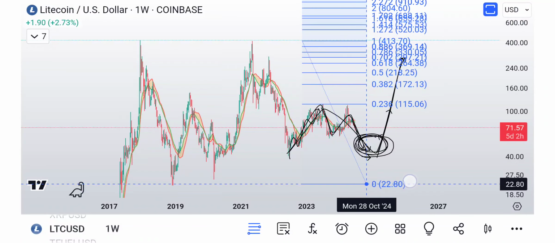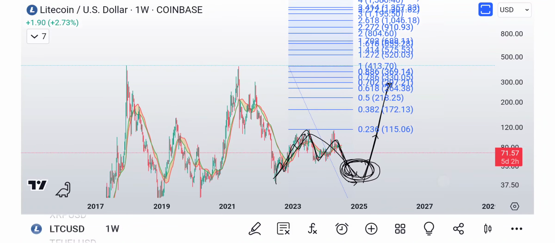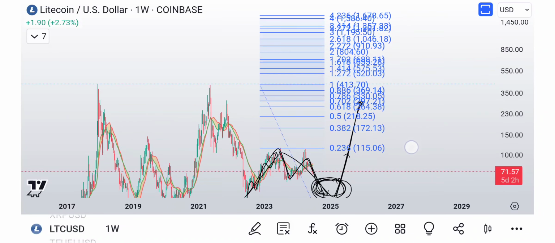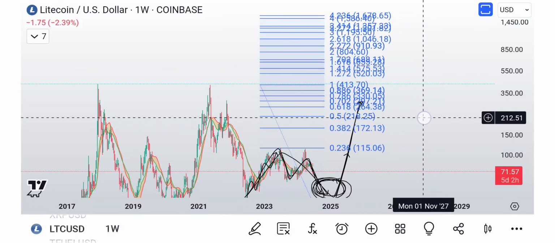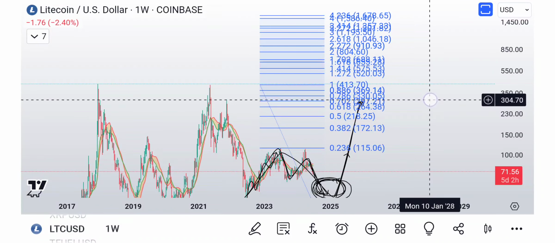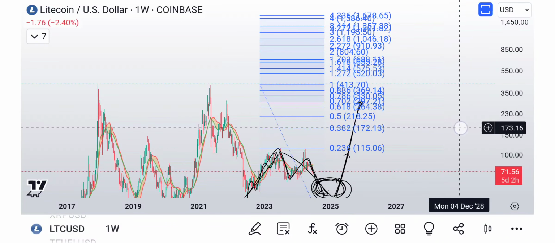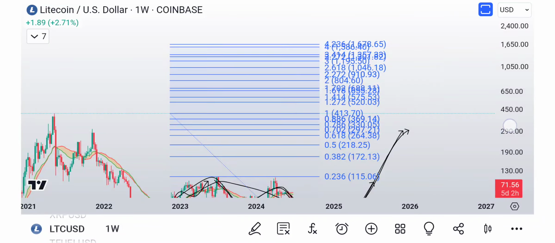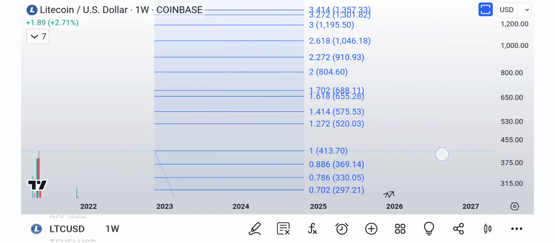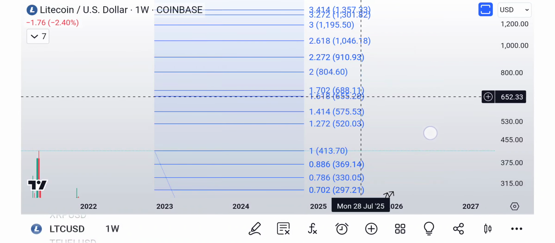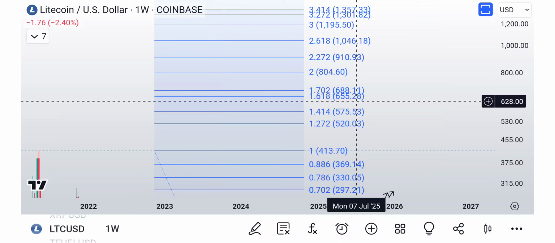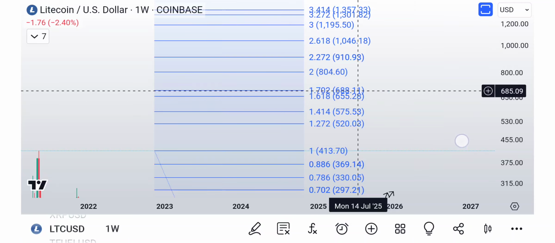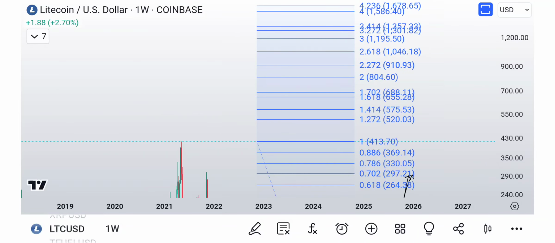As far as targets go, if we break out, it's still going to take quite a bit of time. We still need to get through 218 through 330 just to even go into expansion. And if we do get into expansion, there's no guarantee, but if we do, then my target for Litecoin would be about $655 to $700. So between $650 and $700 target for Litecoin.